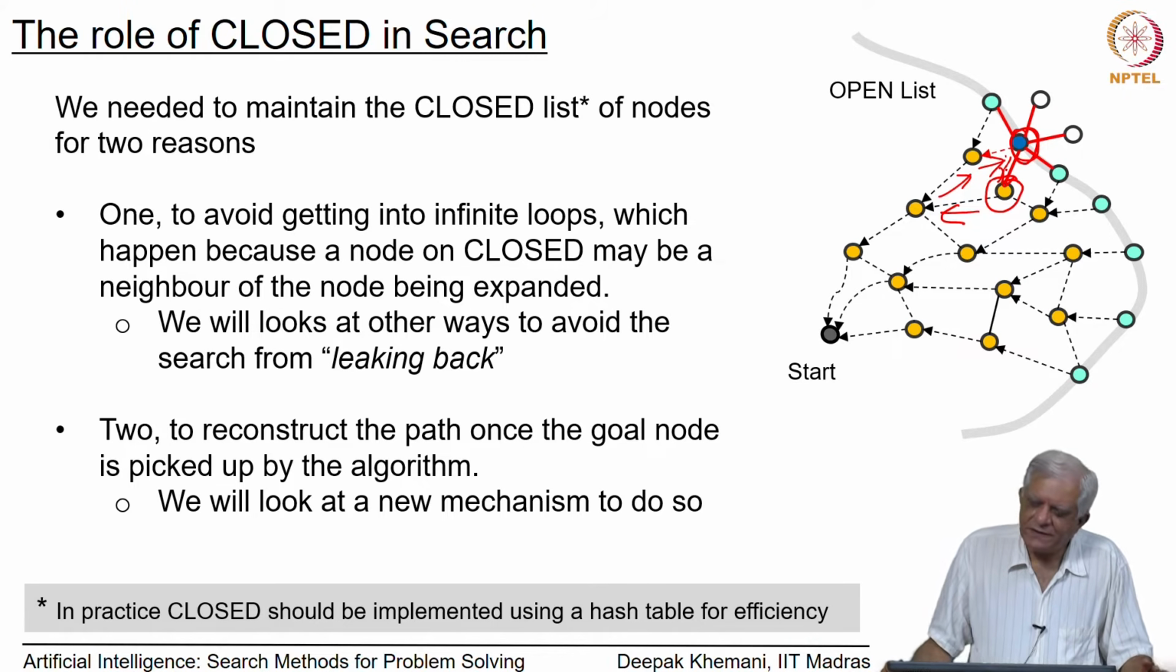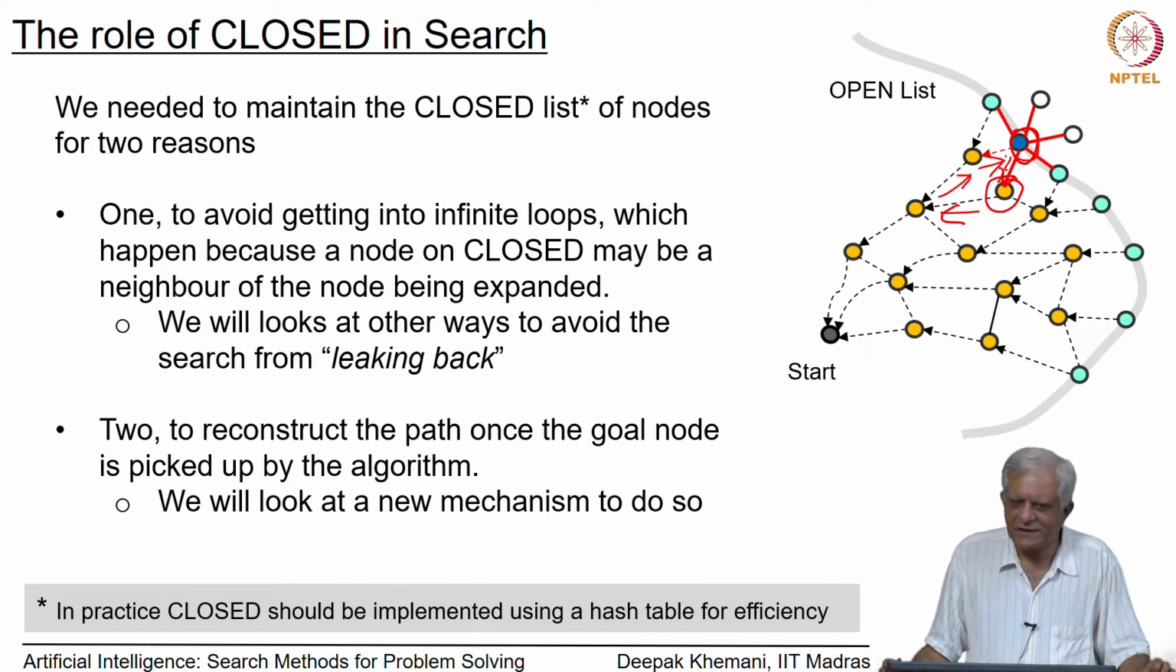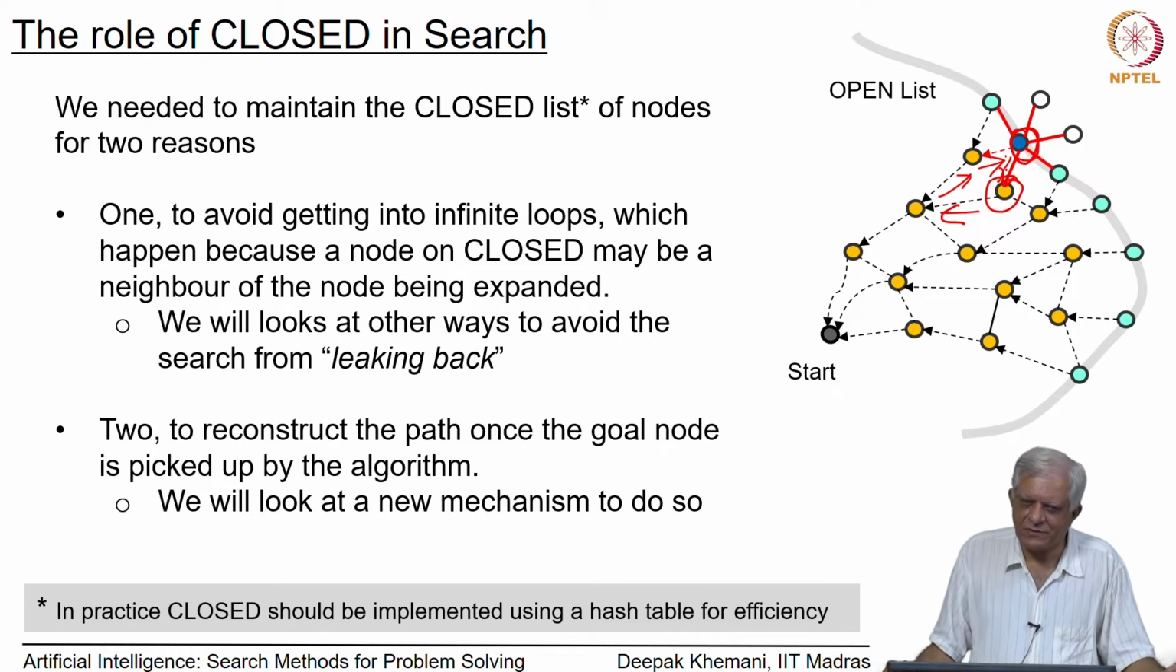The second reason why we wanted the closed list was to reconstruct the path from the goal node to the start node, because we always maintain parent pointers and the parents were always in closed, and essentially by tracing those parent pointers you could go back along the paths that have been discovered for reaching the goal node. So, we will need another mechanism for this as well.